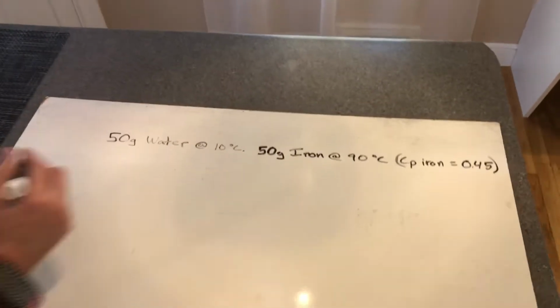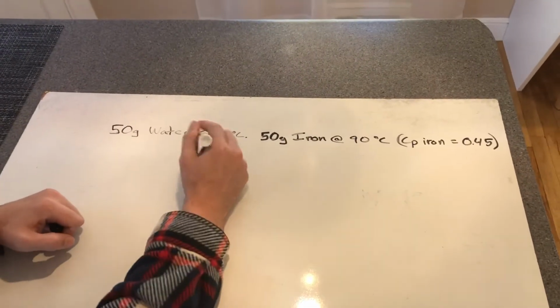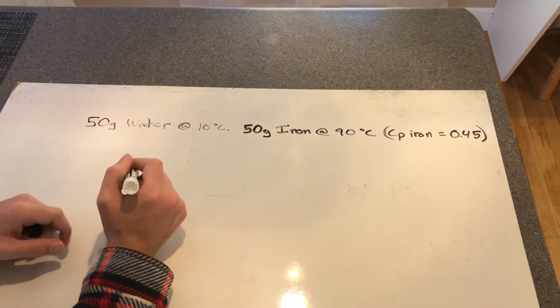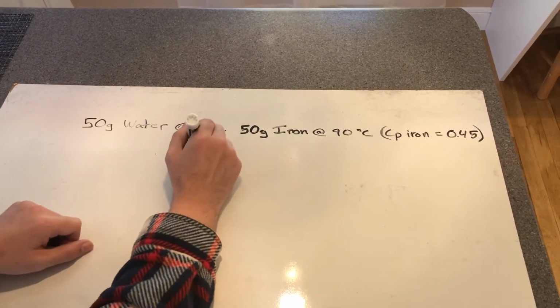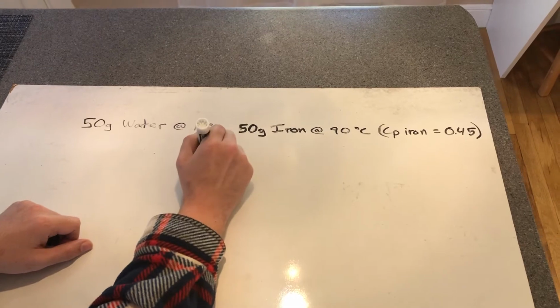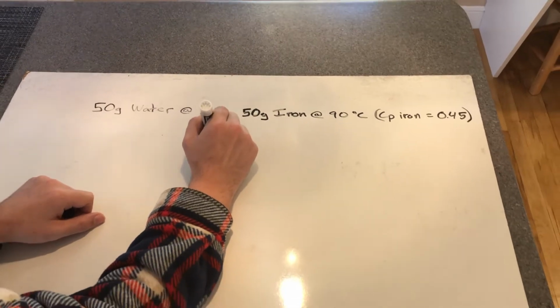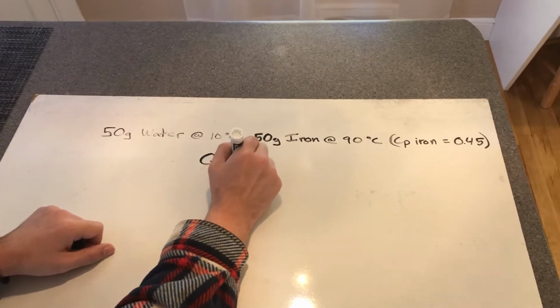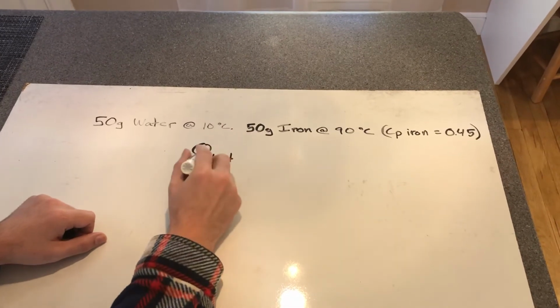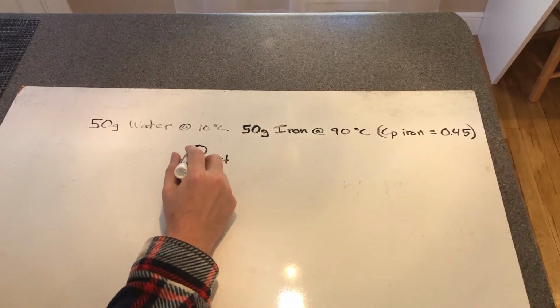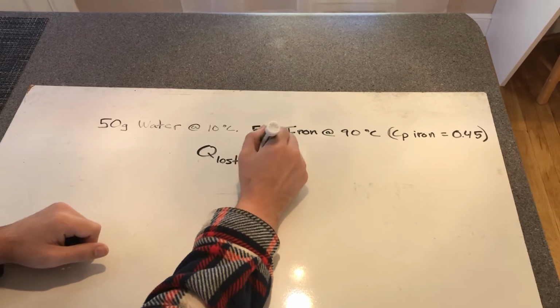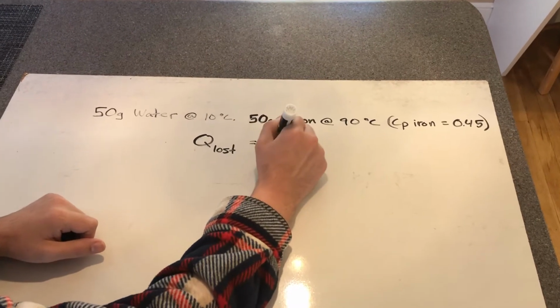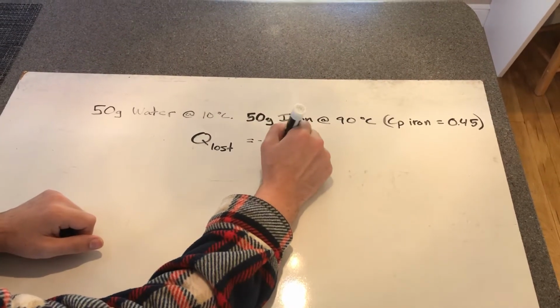Right, for these types of problems, we need to use Q equals MC delta T twice, but the easier way to do it is to set them equal to each other. The big concept is that the heat loss is going to be equal to the heat gained. Remember that the Q value for when you lose heat is positive for exothermic, so what we have to do is do Q loss is equal to negative Q gained.